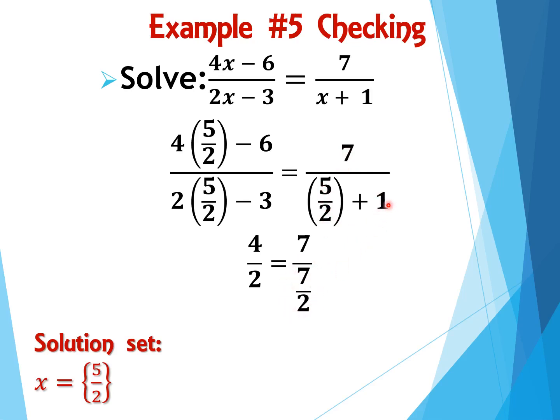Or this is the same as 2 over 2. So 5 over 2 plus 2 over 2 will give you 7 over 2. And then when we simplify this, 4 divided by 2 is 2. And then here you can have the reciprocal of 7 over 2, which is 2 over 7, multiplied by 7. So we can cancel 7 here, so 2 is equal to 2. So therefore, 5 halves is the solution set.